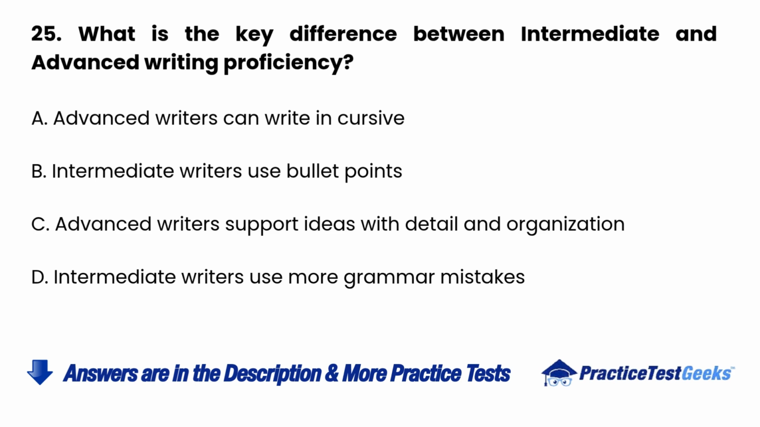What is the key difference between intermediate and advanced writing proficiency? A. Advanced writers can write in cursive. B. Intermediate writers use bullet points. C. Advanced writers support ideas with detail and organization. D. Intermediate writers use more grammar mistakes.